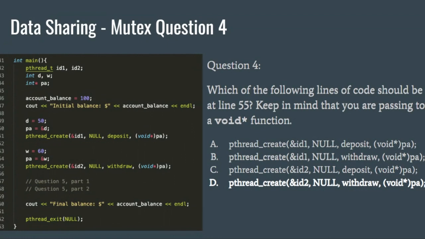Yeah, it's a little context clues here. We have int D and int W. D corresponds to deposit and W corresponds to withdraw. Line 55 comes after the pthread create for deposit, so we would assume, okay, we already have one for deposit, now we should be using one for withdraw. So we get both functions.